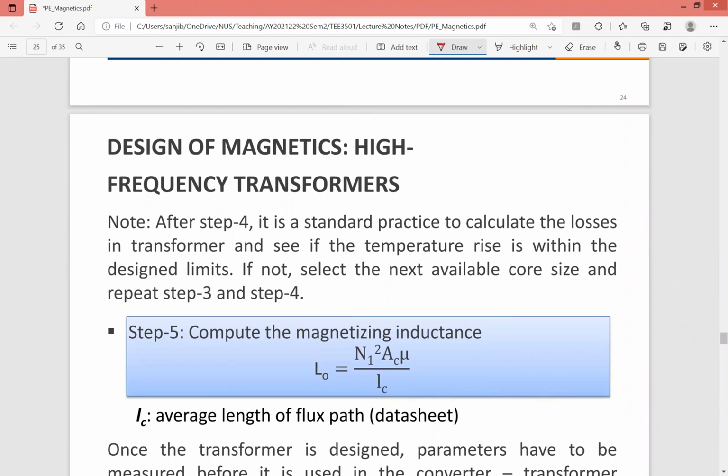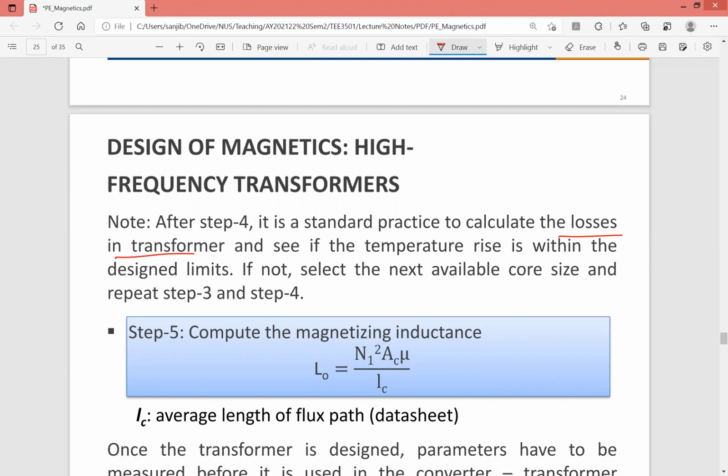After step four, the standard practice is to calculate the losses. We are supposed to calculate the losses in the transformer and see if the temperature rise is within the design limits. So the power loss we need to calculate, and that loss we know how to calculate from the core loss and winding loss, right? So what is the temperature rise? And then, what is the heat loss?